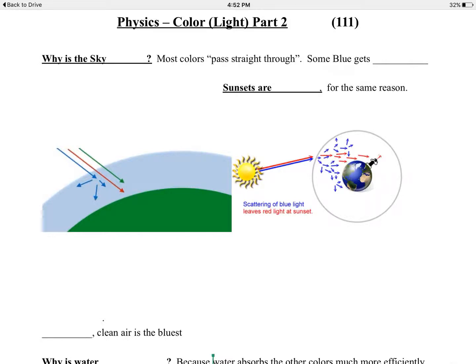The Physics of Color, Colored Light, Part 2. One of the most often asked questions in all of life is, why is the sky blue? And the most common wrong answer is that it reflects the ocean. That's not why the sky is blue. We'll talk in a few minutes about why the ocean or the lakes, water, is blue. But for now, why is the sky blue?